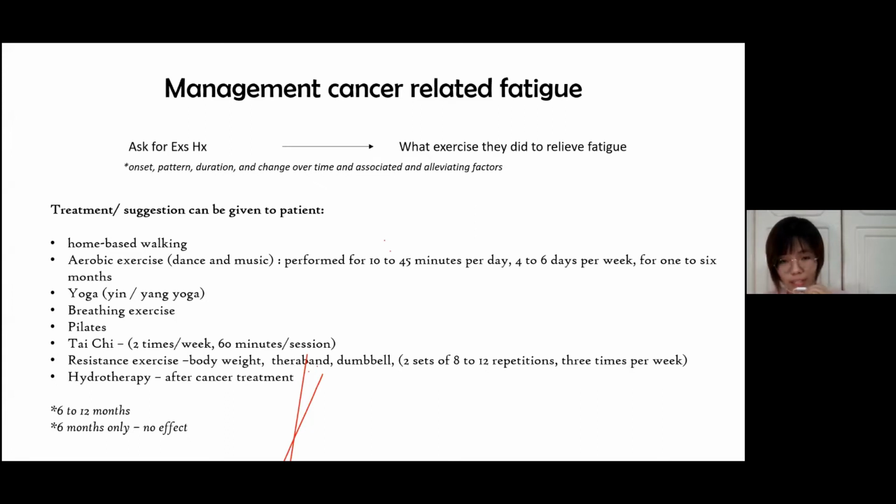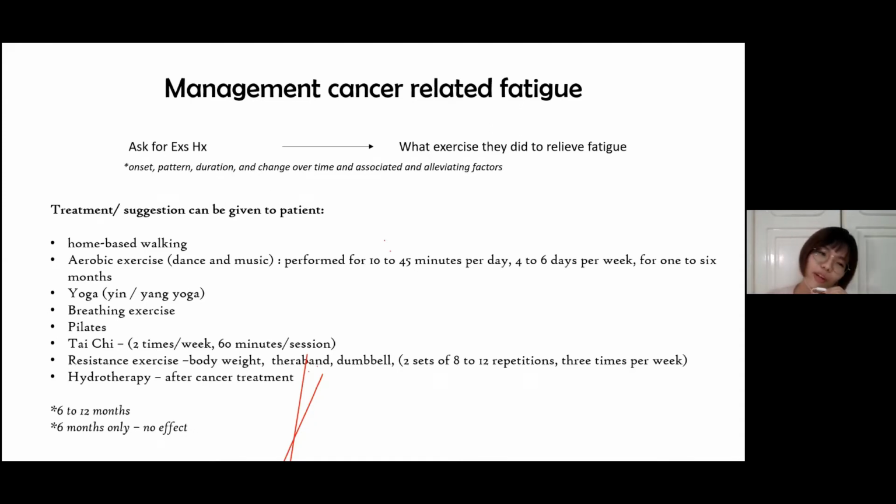but not forcing them. Okay, so for aerobic exercise, it is preferable to do 4 to 6 days per week. But if they can't, we just do it alternately. Just 2 or 3 days per week is more than enough for them. And for the exercise treatment, we suggest and encourage them to continue for 1 to 6 months so that we can see the effect. If they only do 6 months, we can't see the effects very well.